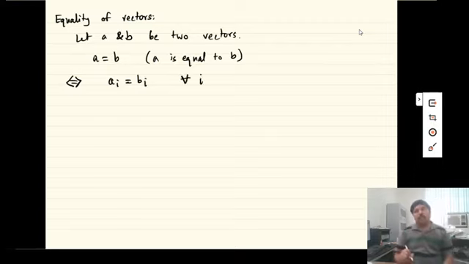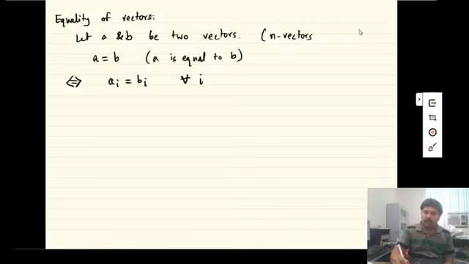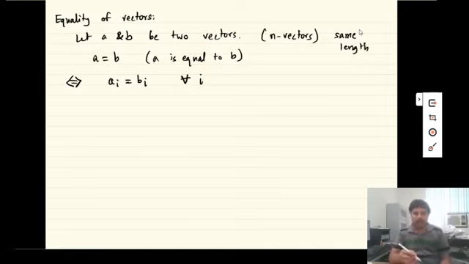So what is the first condition for two vectors to be equal? They should be of same length. So a and b, they are both n vectors. Okay, n vectors, same length. If the vectors are not of same length, then you cannot compare the two vectors like the way we are defining it right now. And if they are n vectors of same length, then you call them equal, a is equal to b, if ai is equal to bi for every i belonging to this set 1, 2, 3 up to n.